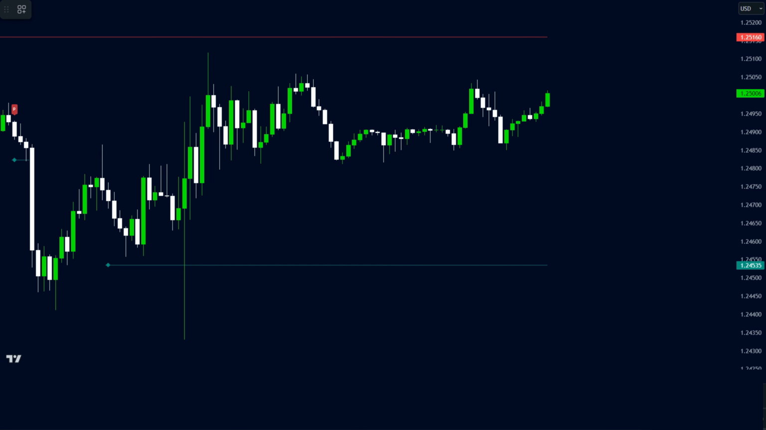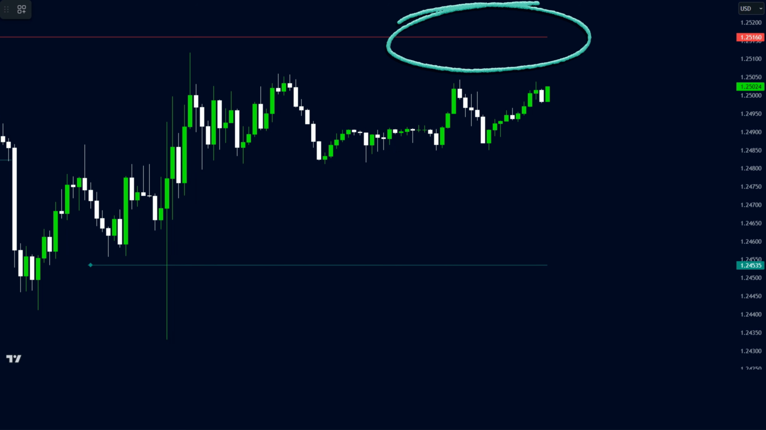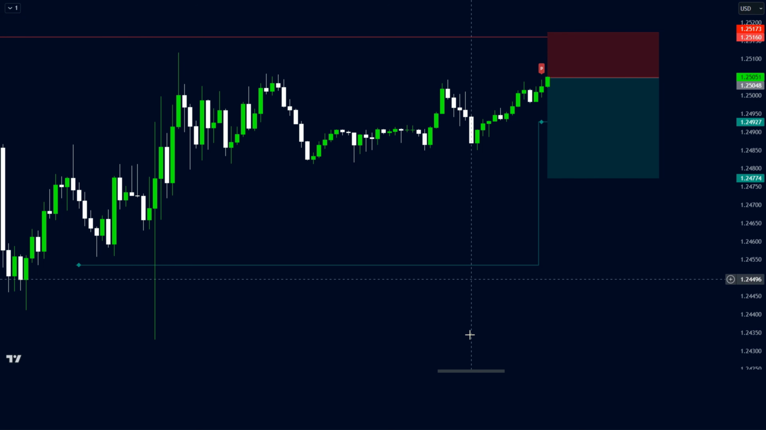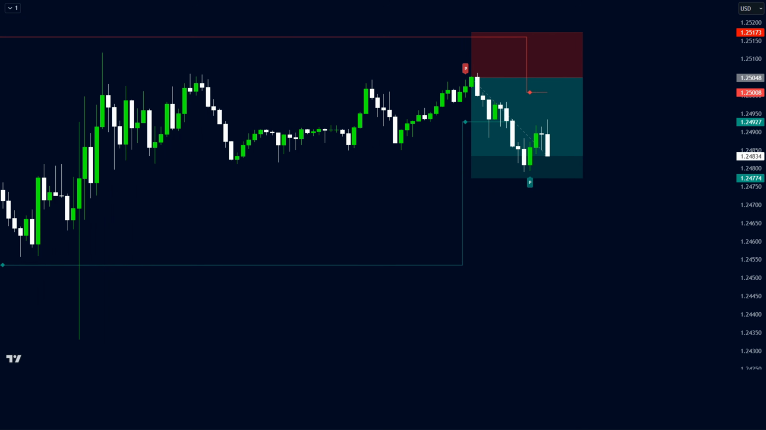Now for sell trade. Look for red resistance line. Wait for red signal. Place stop loss below the resistance line. Set take profit near support level.